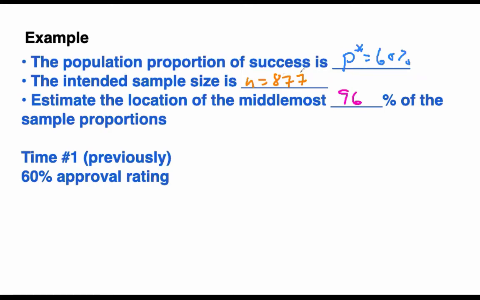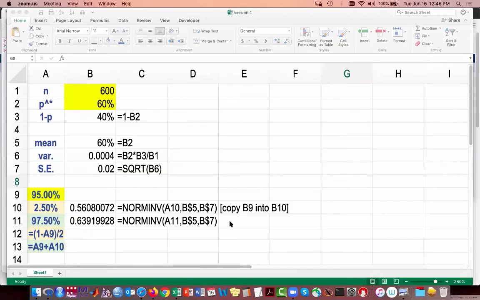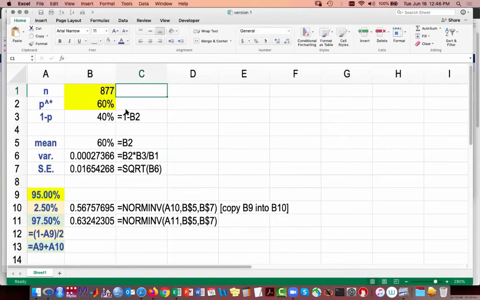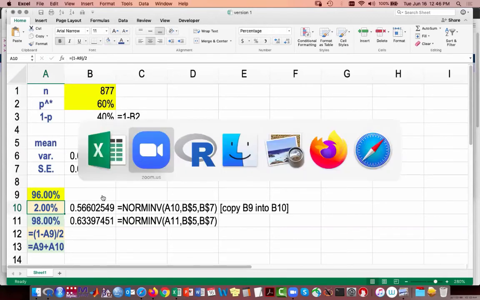So I'm going to just jump up. Let's take these values and put them in Excel, because if I did this correctly, Excel should give us everything we need. All right, so here is the Excel sheet. Let's punch in the numbers. Our sample size was 877. The population proportion is still 60%. We're saying usual is 96%. Okay, so if I take these values, I'm going to punch them into my R plot.